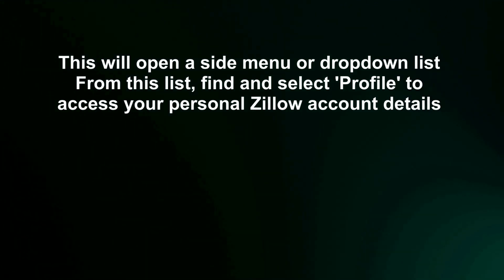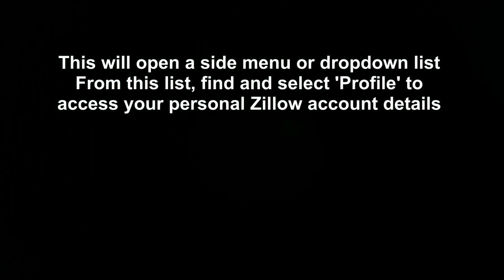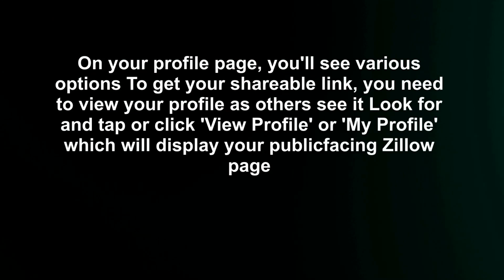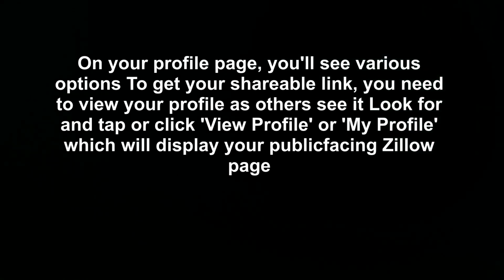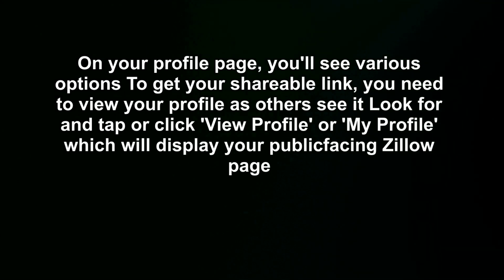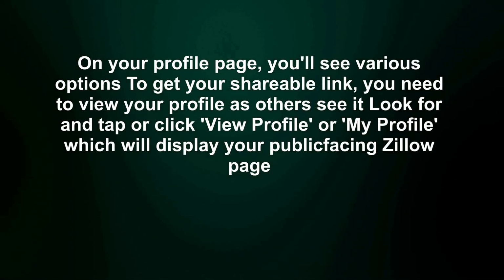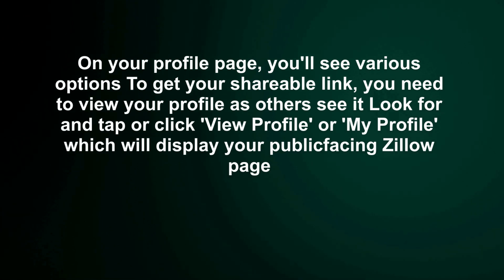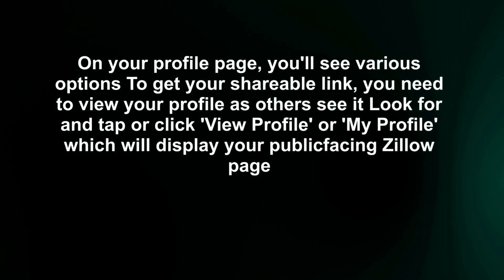From this list, find and select Profile to access your personal Zillow account details. On your profile page, you'll see various options to get your shareable link. You need to view your profile as others see it. Look for and tap or click View Profile or My Profile, which will display your public-facing Zillow page.